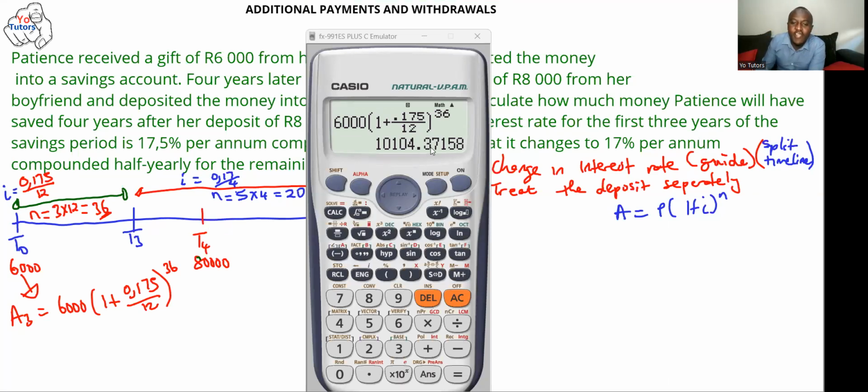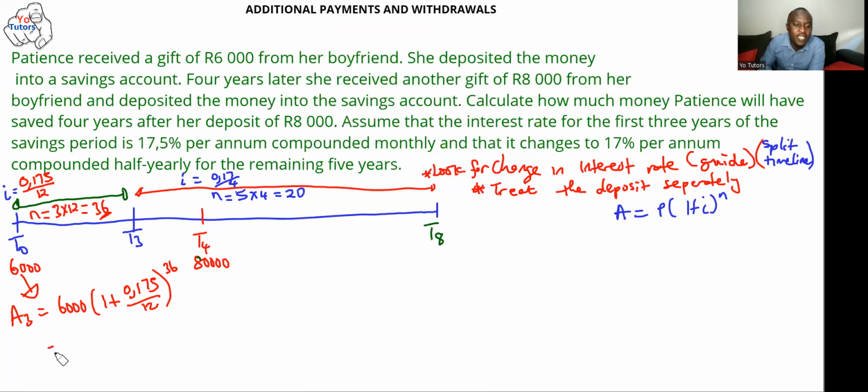What do you do with the value, guys? I've taught you how to save with the calculator. So you say shift store A. So your first value is in A. So it's 10,104.37. But you don't need to worry about the decimals because you already have them in your calculator.